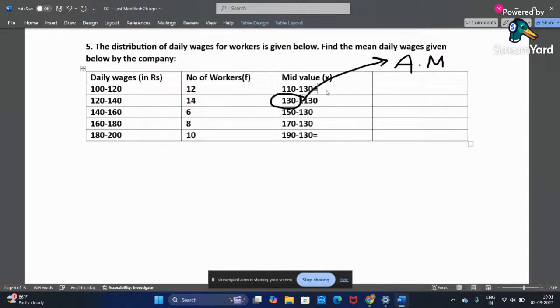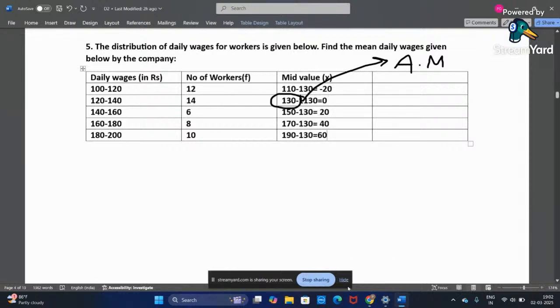Tell me the value here. It is 110 minus 130. It is minus 20. And here it is 0. Here it is 20. Here we are getting 40. And here it is 60. Any doubt in this? Okay, we'll move on to the next step.